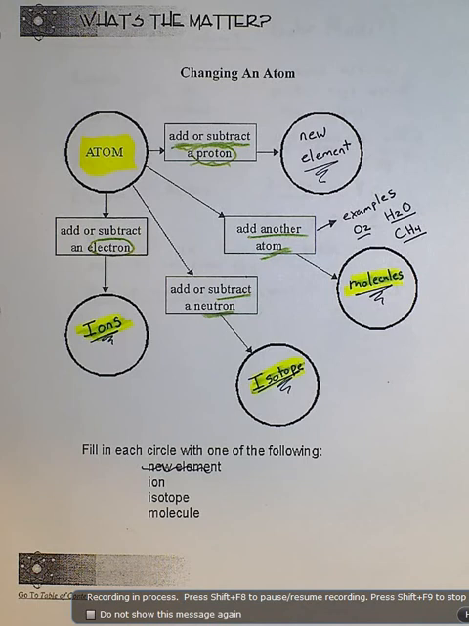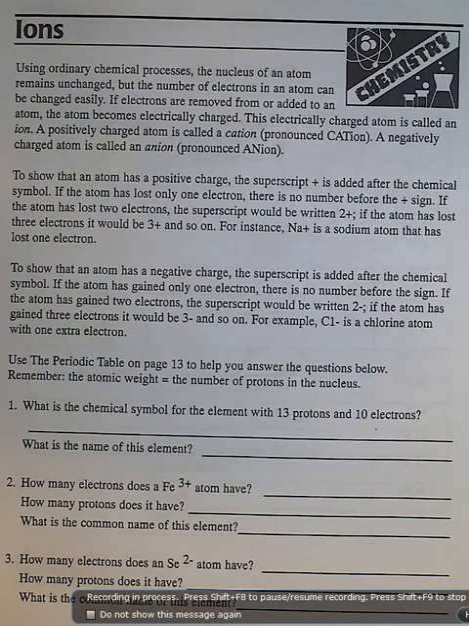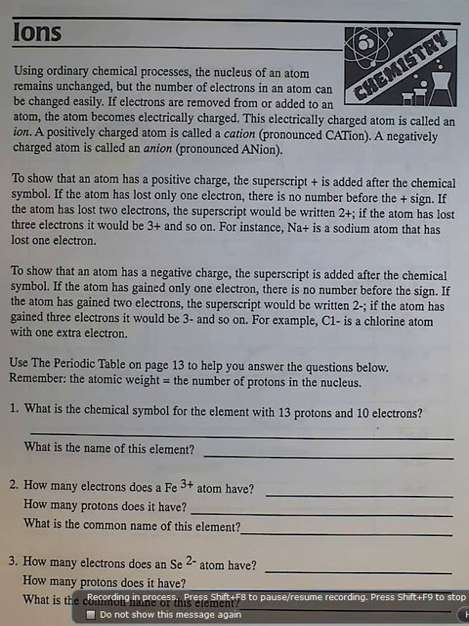Let's look at our second sheet for the day. Here it is. Ions. Using ordinary chemical processes, the nucleus of an atom remains unchanged, but the number of electrons in an atom can be changed very easily. If electrons are removed from or added to an atom, the atom becomes electrically charged.